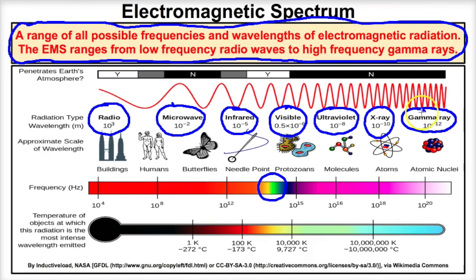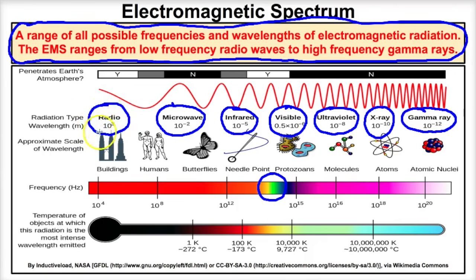So if you're asked on a test which form of electromagnetic radiation has the highest frequency and highest energy photons, that's going to be gamma rays. And if you're asked which form of electromagnetic radiation is going to have the lowest frequency and lowest energy photons, that's going to be radio waves.